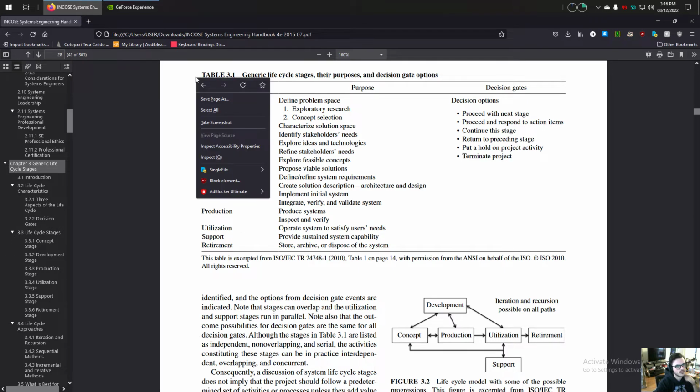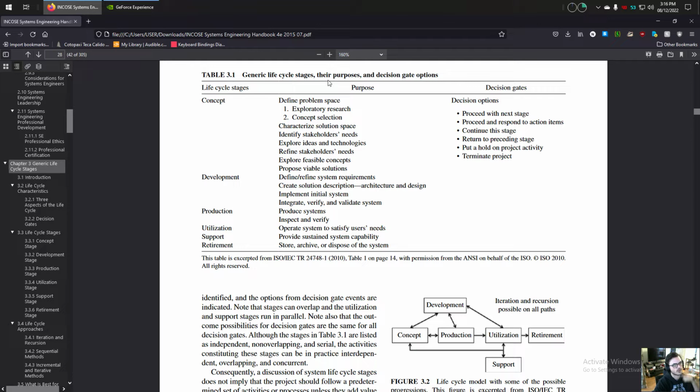Up here is Table 3.1, the generic lifecycle stages, their purposes, and decision gate options. The lifecycle stages are as follows. They are concept, development, production, utilization, support, and retirement. If you wish to read over the purpose, feel free to pause the video and read them. And then for each of the lifecycle stages, the various decision options are given over here.